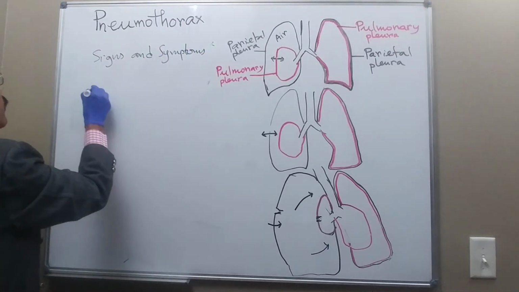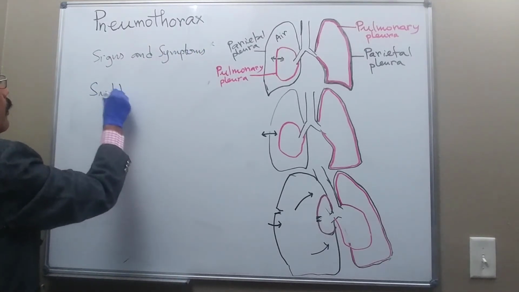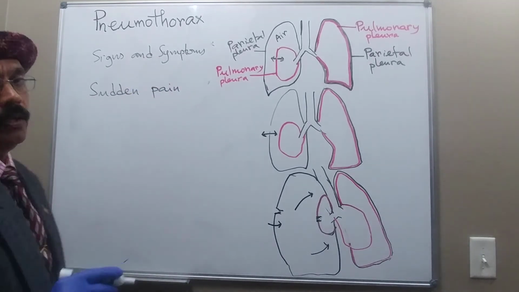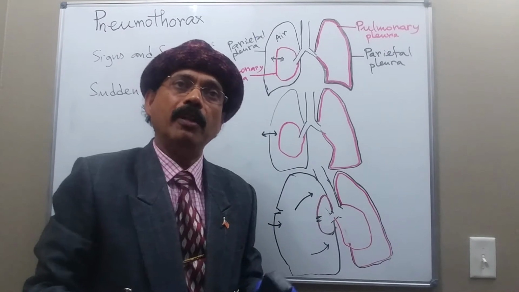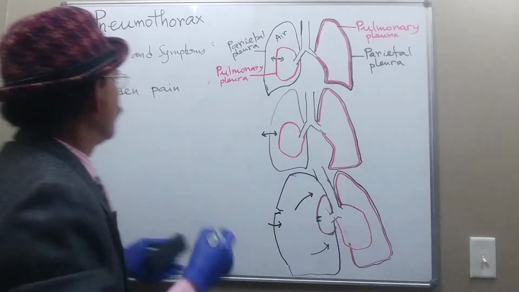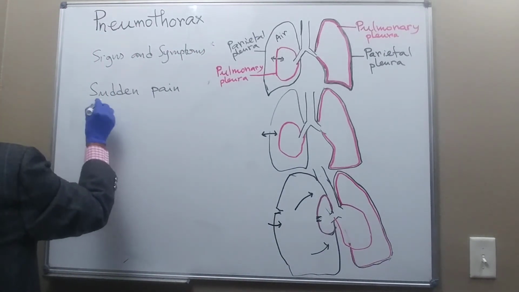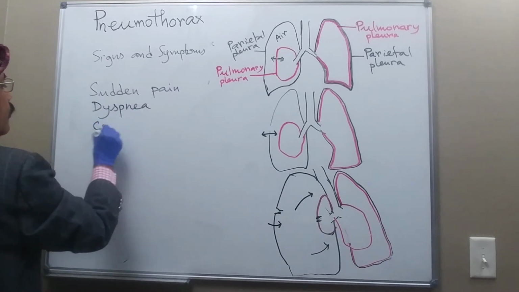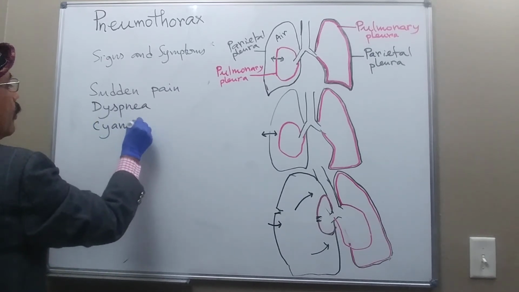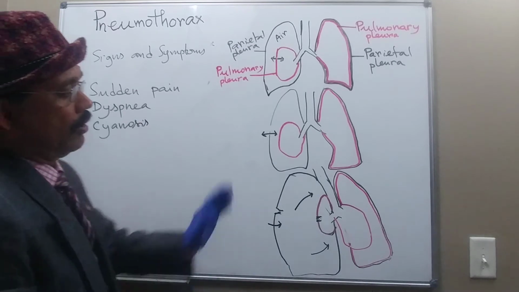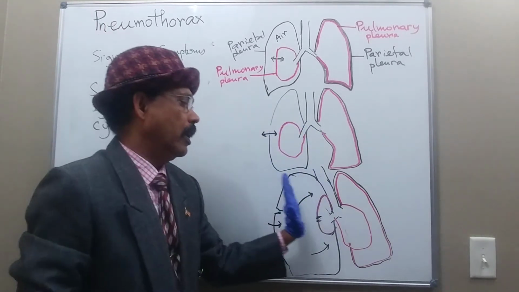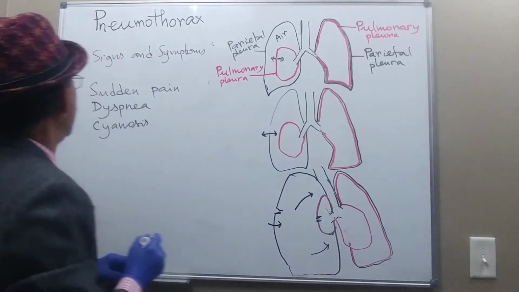There will be pain, sudden pain. Usually it is a sudden pain, and in some individuals on very rare occasions, pain may come later. There may be respiratory distress, so there will be difficulty in breathing, dyspnea. There may be cyanosis, because in case of tension pneumothorax, there will be no oxygenation because the superior vena cava and the other structures are pushed to the other side.